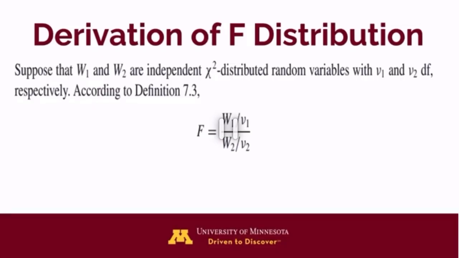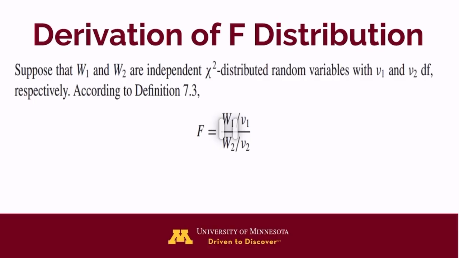We want to derive the F distribution. But when you take a look at the F distribution, W1 is a chi-squared. W2 is also a chi-squared. W1 is a chi-square with V1 degrees of freedom. W2 is a chi-square with V2 degrees of freedom.